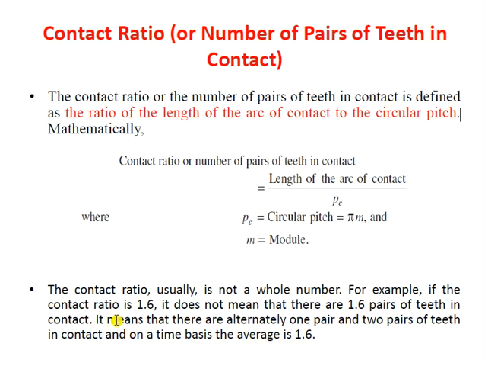So what is written here means that there are alternately 1 pair and 2 pairs of teeth in contact on a time basis, and the average comes to 1.6. As I explained, for 60% of the time there will be 2 pairs of teeth in contact, and for the remaining 40% only 1 pair will be in contact, if you take the engagement period as the total time period.